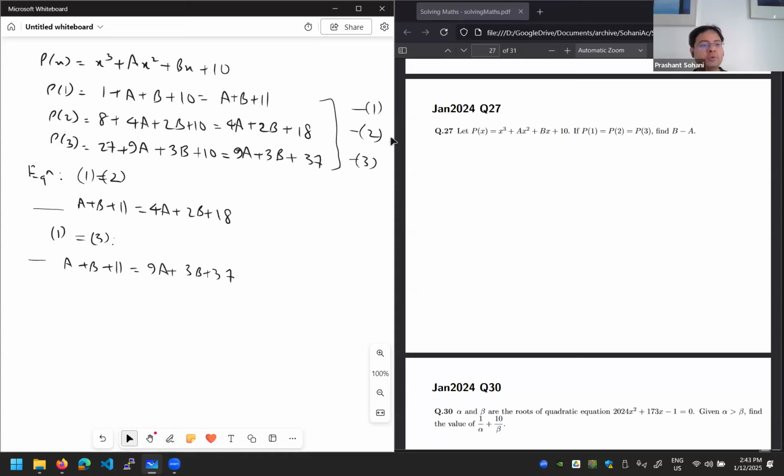As an experiment, you can try to write the third equation also. So this is 1 equal to 2, 1 is equal to 3, and 2 equal to 3 also you can write. But you will not get some new information. Okay, so doing what we do here is going to give you the same answer. So we just want to solve this for A and B.